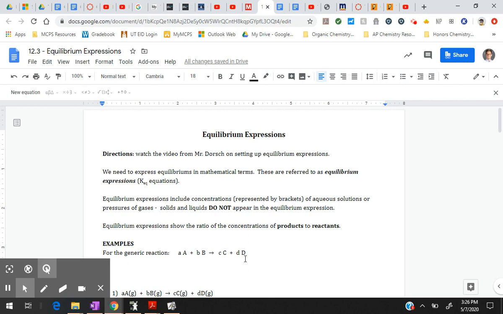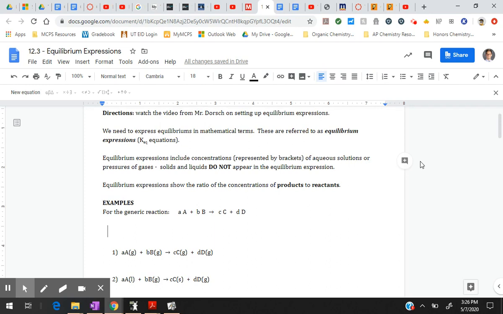Okay? So first, we need to figure out what an equilibrium expression is. An equilibrium expression allows us to express the equilibrium position of a reaction in mathematical terms. You'll see the terminology KEQ or maybe even KC for equilibrium expressions. I should add in here that KC refers to equilibrium concentrations, and Kp refers to equilibrium pressures.